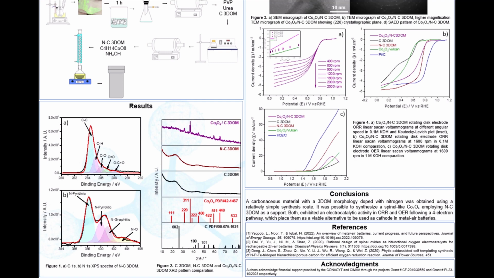Both of them exhibited an electrocatalytic activity in oxygen reduction and evolution reactions, following a 4-electron pathway, which placed them as a viable alternative to be used as a cathode material in metal-air batteries.